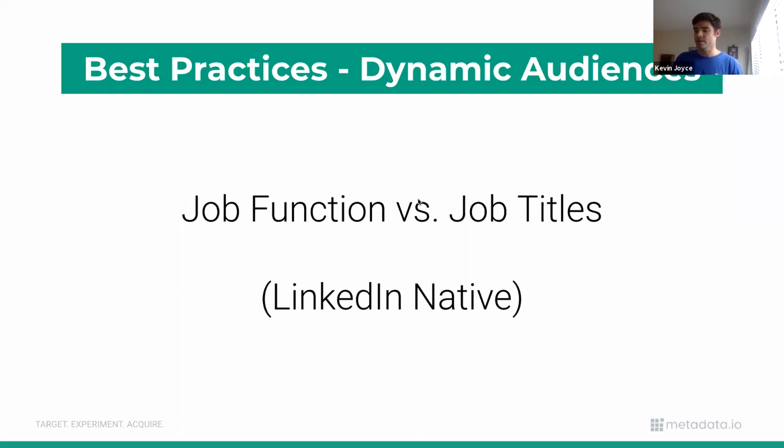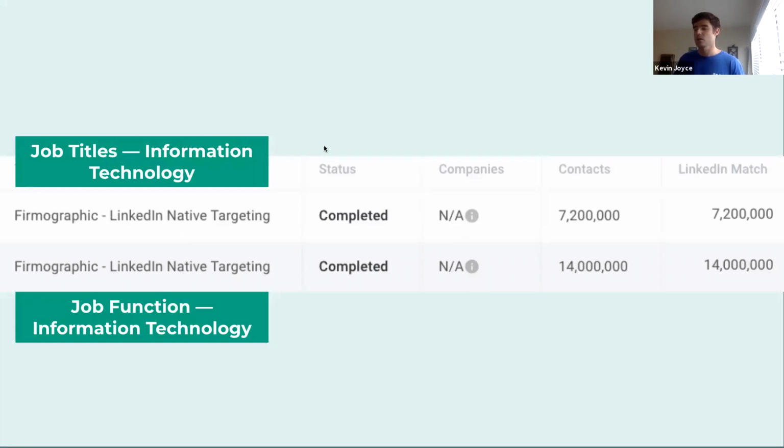For dynamic audiences focusing on the LinkedIn native type, there's a big difference between job function and job title audiences, and I recommend using job function to get a larger reach. For example, here we have a job title audience for information technology. I selected all available titles in LinkedIn's dropdown and got 7.2 million people, whereas firmographic audiences that are job function audiences focused on information technology got 14 million people.